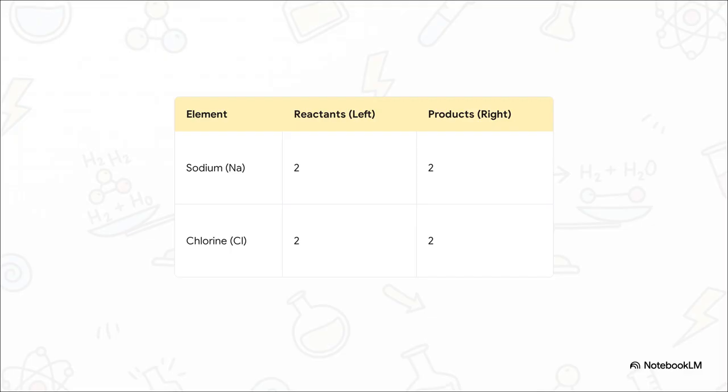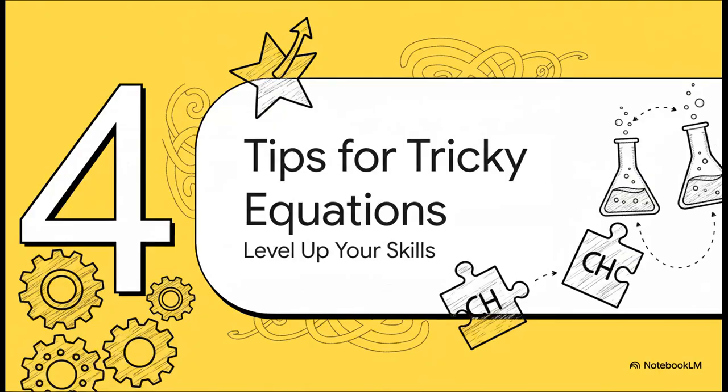Perfect symmetry. 2 sodium atoms on the left, 2 on the right. 2 chlorine atoms on the left, 2 on the right. Nothing was created, nothing was destroyed. The equation is officially balanced. Awesome. So you've got the hang of the basics.